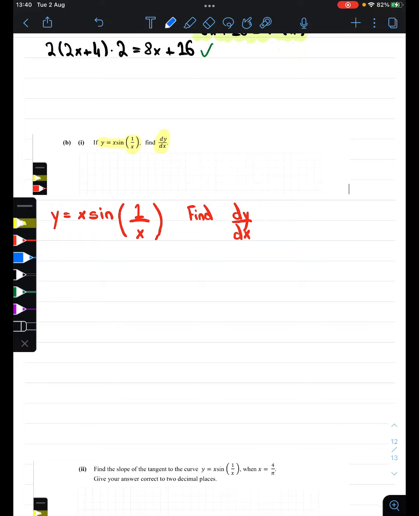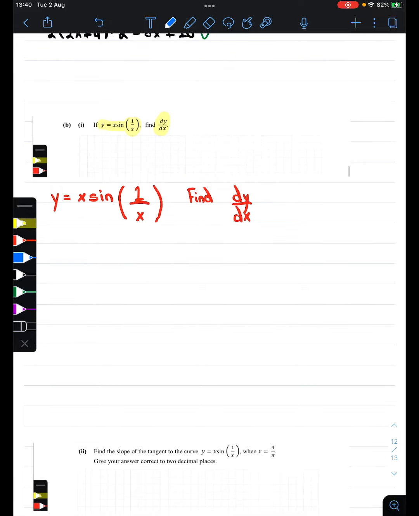Okay. Well, first of all, we've got a product of two functions. We've got x, and then we've got sin(1/x). So straight away, we're going to look at the product rule. So if y equals uv, then dy/dx equals u times dv/dx plus v times du/dx.